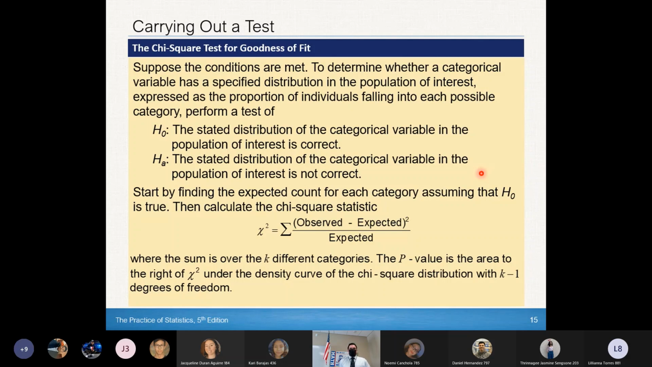Start by finding the expected count for each category, assuming that the null hypothesis is true. Then calculate the chi-square statistic. Chi-squared equals the sum of the observed minus expected squared divided by expected, where the sum is over the k different categories. K is a variable representing the number of categories. The p-value is the area to the right of chi-squared under the density curve of the chi-square distribution with k minus 1 degrees of freedom. So this is the general idea for how to do a chi-square test for goodness of fit.